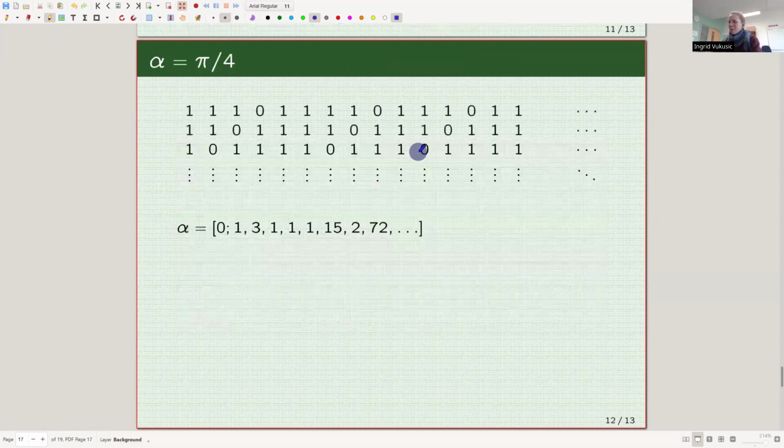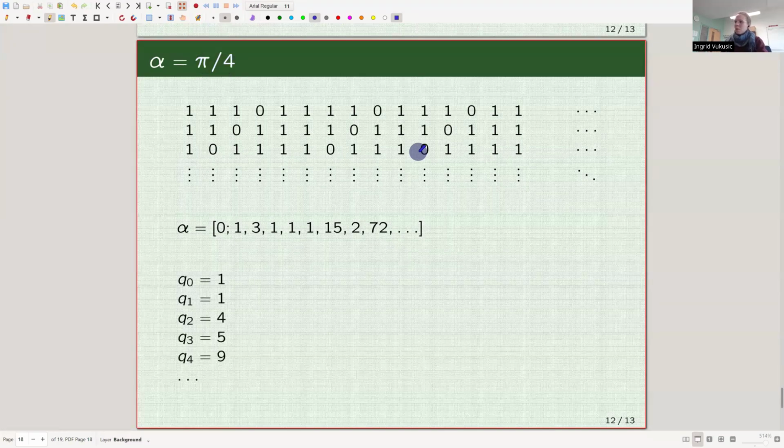Okay, so yeah, I have this little example here to see that this result really works also for not the golden ratio. So for example, I picked here alpha to be pi over 4. For people who know continued fractions, this is the continued fraction expansion. And then from this, you can compute the convergents. So this is now, instead of Fibonacci numbers, these are the convergents.